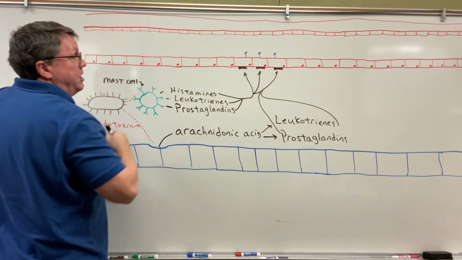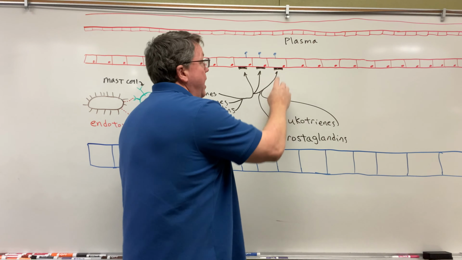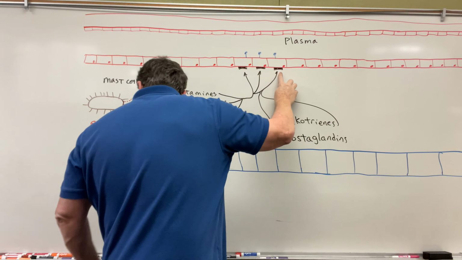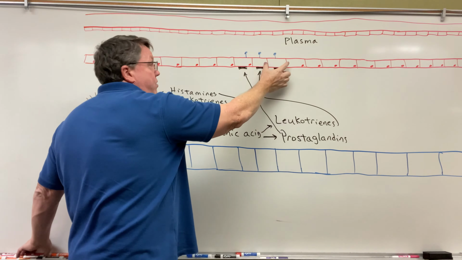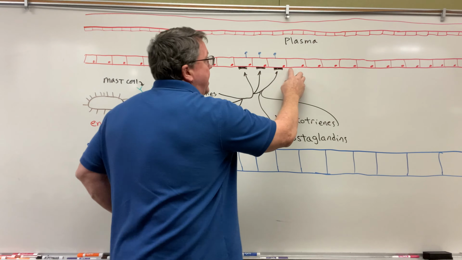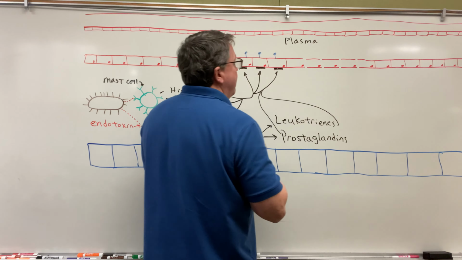Now, the other thing that it's going to do: remember, on the inside of this we have something called plasma, which is the liquid part of blood. When these combine to these receptors, they are going to cause the endothelial cells to contract. And when the endothelial cells contract, it's going to leave more space in here. The space is going to open up in here.